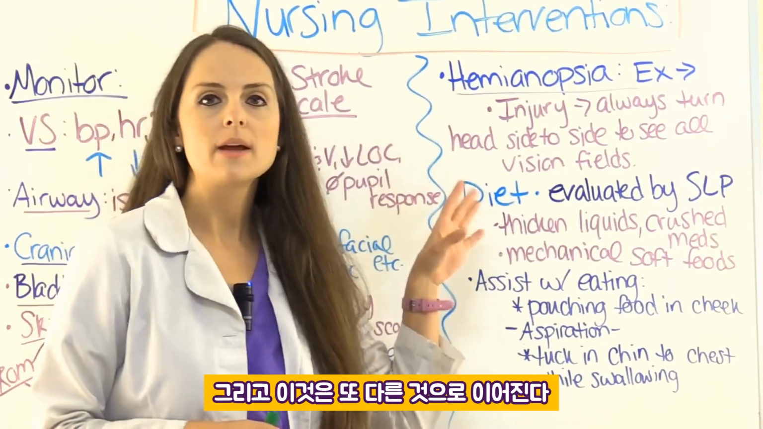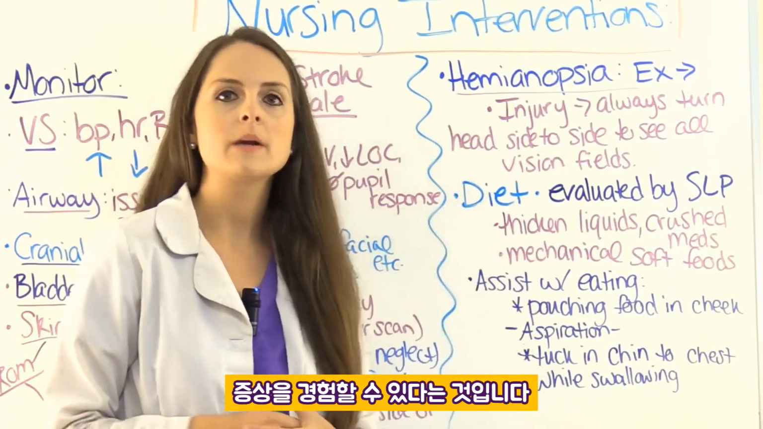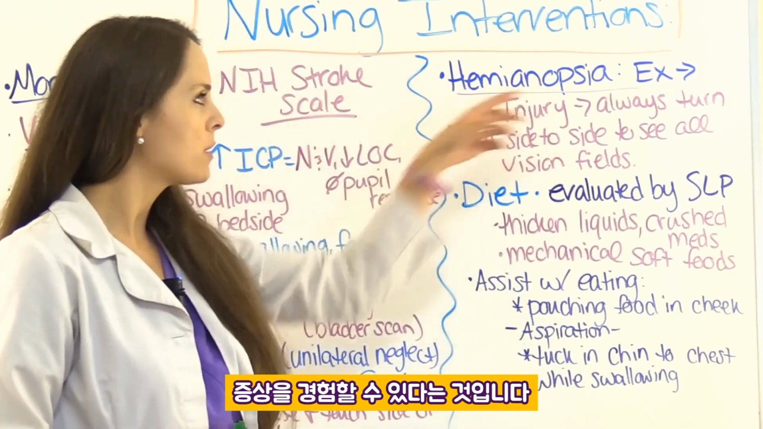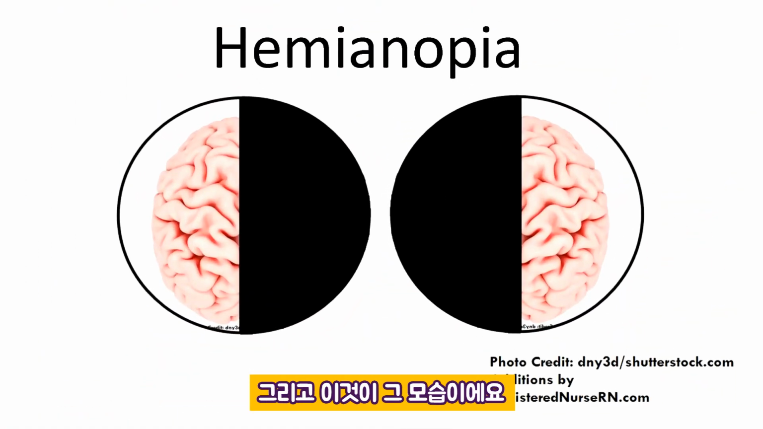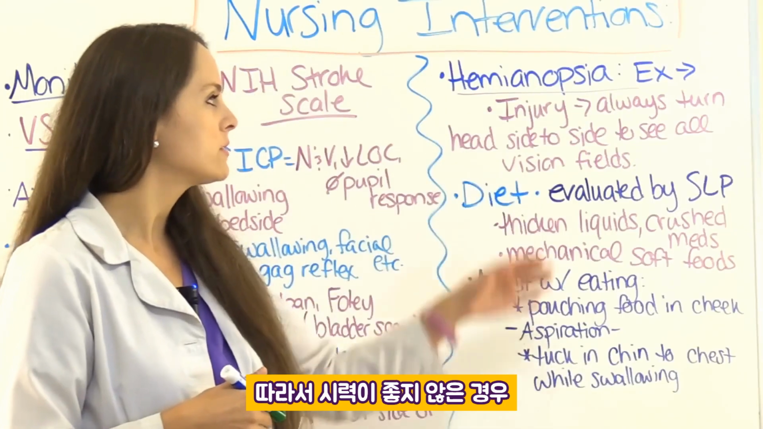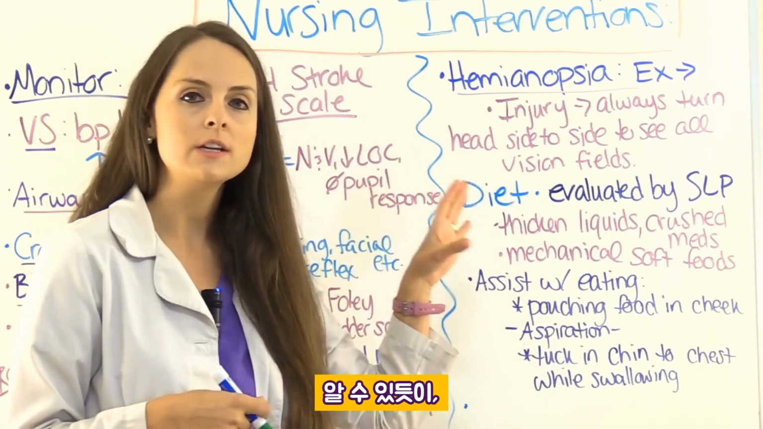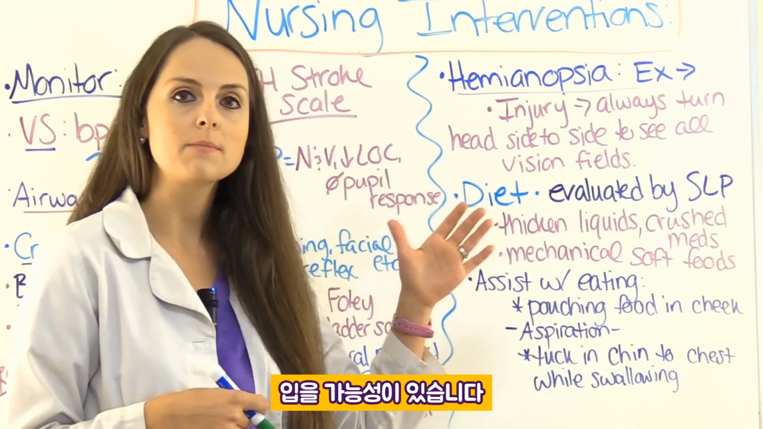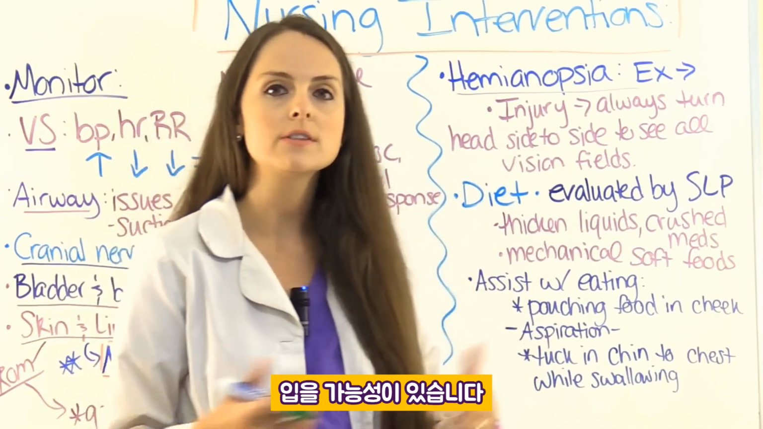And this leads to another thing that the patient could experience called hemianopsia, and this is what it looks like. Notice whenever you're looking at this image, you can see that half of the visual field is gone, but they can see the other part. This is just one type of hemianopsia that a patient can experience. So as you can see, if you don't have good vision, there's a chance that the patient can injure themselves.